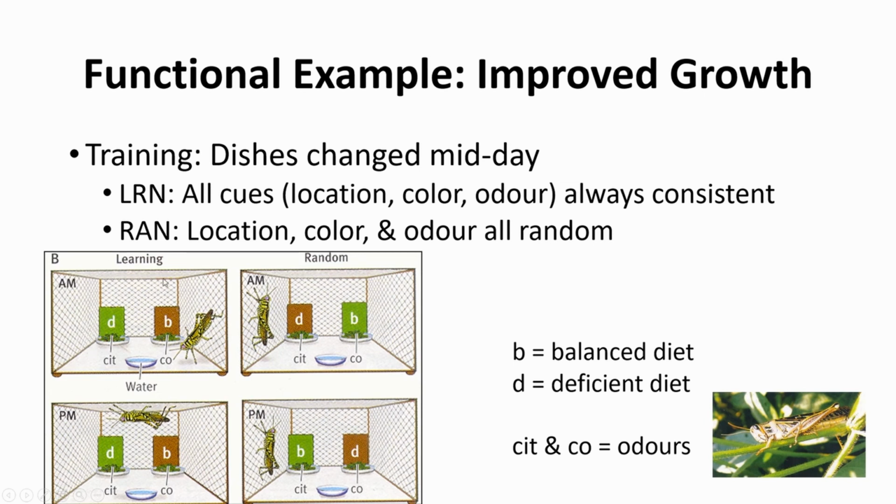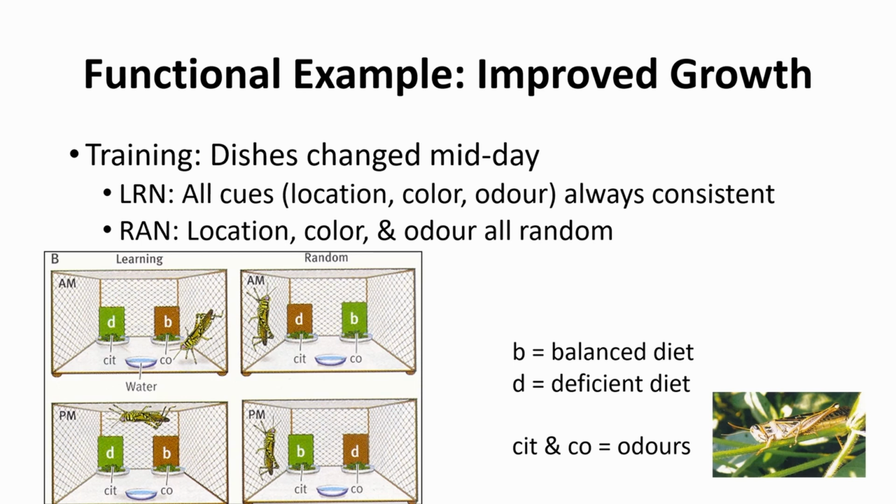So if we look at the bottom here in our learning group, which is the left side here, we have the grasshopper, and in their cage on the left, they always have the color green and the smell of citral, which is a lemon scent, and it would always be on the left, and that would be their deficient food. And then on the right, they would have brown, they would have coumarin, which is basically a vanilla smell, and it's always on the right, and that would be associated with their balanced diet.